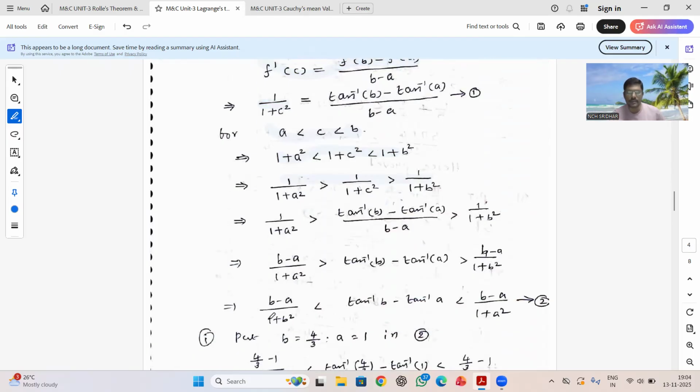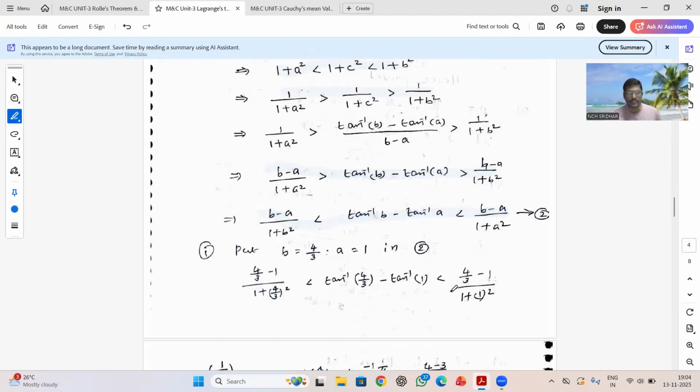Now (b minus a) by 1 plus b square. Now we are writing the total inequality in the reverse order. So when we write it in the reverse order, greater than must transform to less than. Therefore, (b minus a) by 1 plus b square less than tan inverse b minus tan inverse a less than (b minus a) by 1 plus a square. First inequality we proved. Okay, we proved the first inequality.